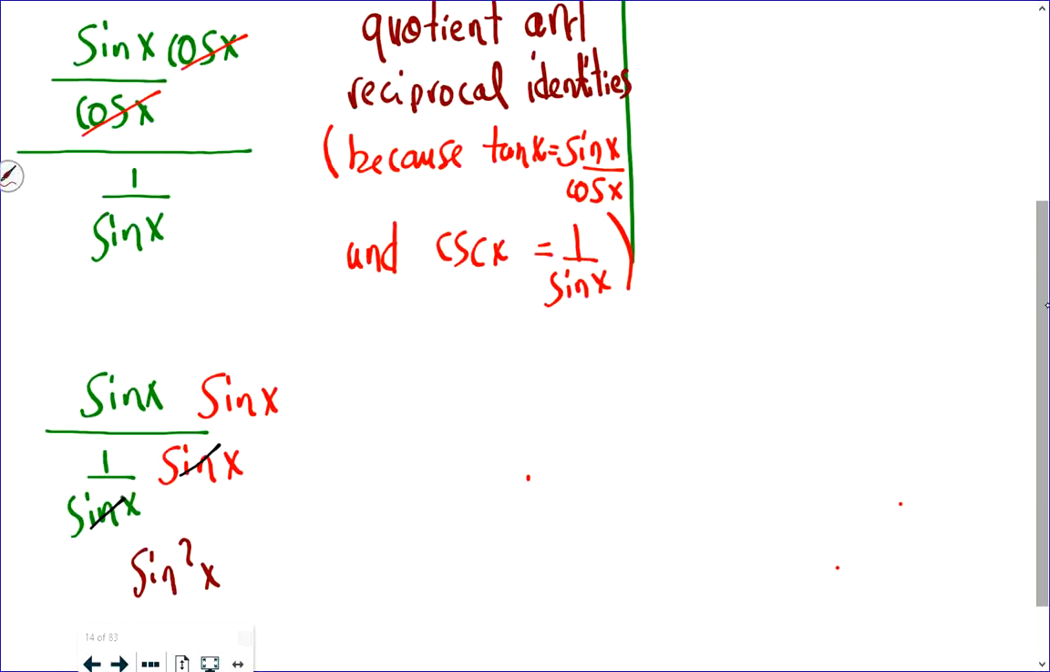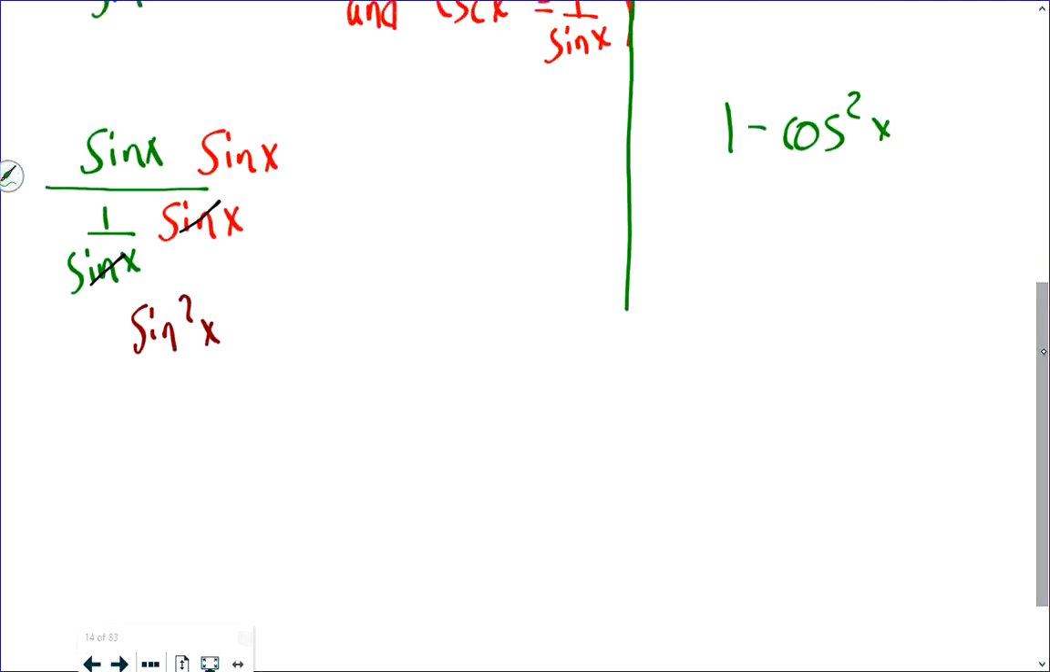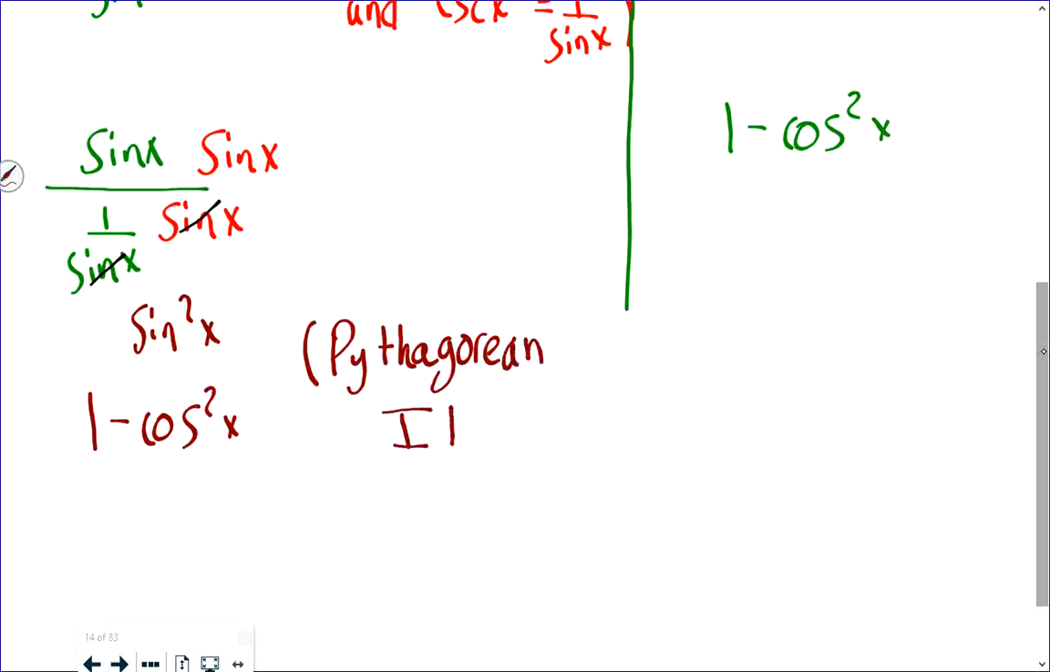Now, how many of you see, I'm going to bring the right-hand side down now. The right-hand side was 1 minus cos squared of x. How many of you see they're equal to each other? Okay. Even though it's obvious, we're not done the proof. We either have to write, there's two options here. We either have to say, well, this is equal to 1 minus cos squared of x because of the Pythagorean identity.